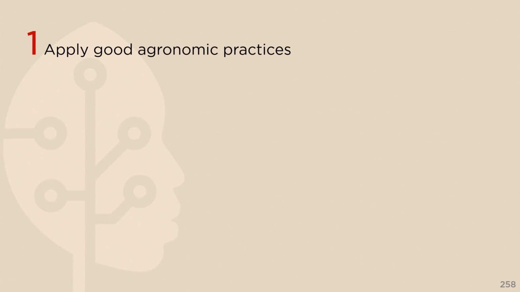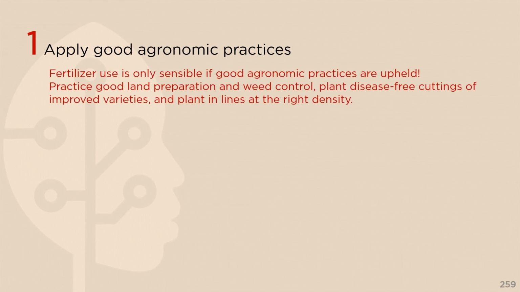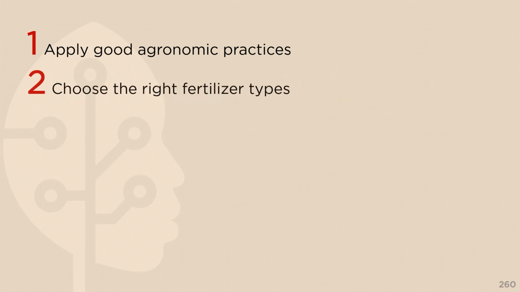Step 1. Apply good agronomic practices. Fertilizer use is only sensible if good agronomic practices are upheld. Practice good land preparation and weed control. Plant disease-free cuttings of improved varieties and plant in lines at the right density. Step 2. Choose the right fertilizer types.